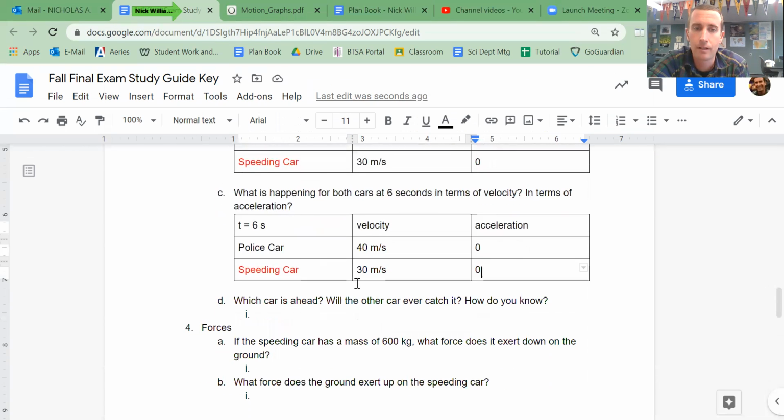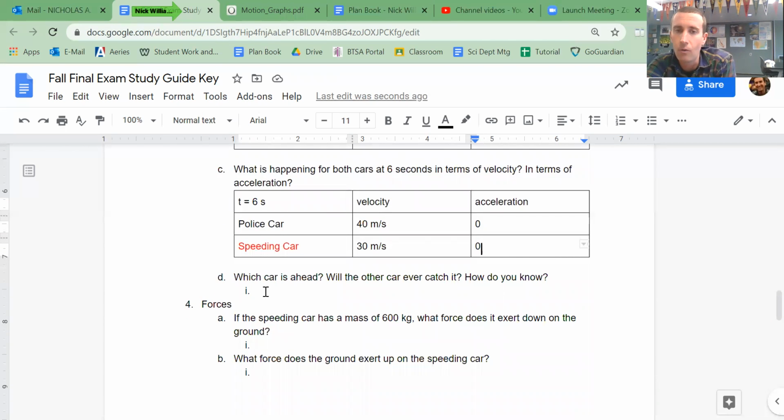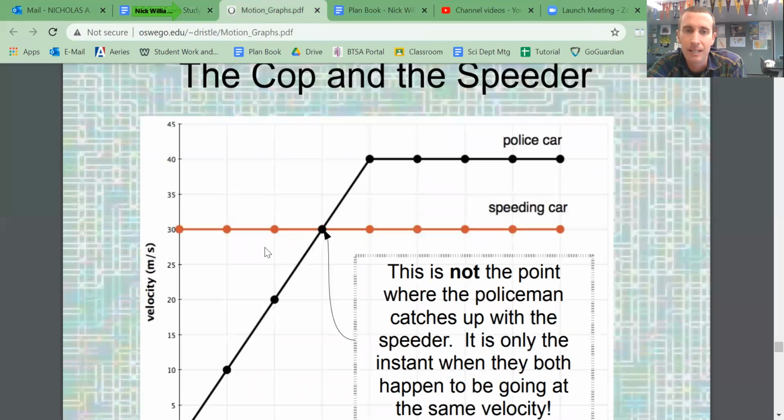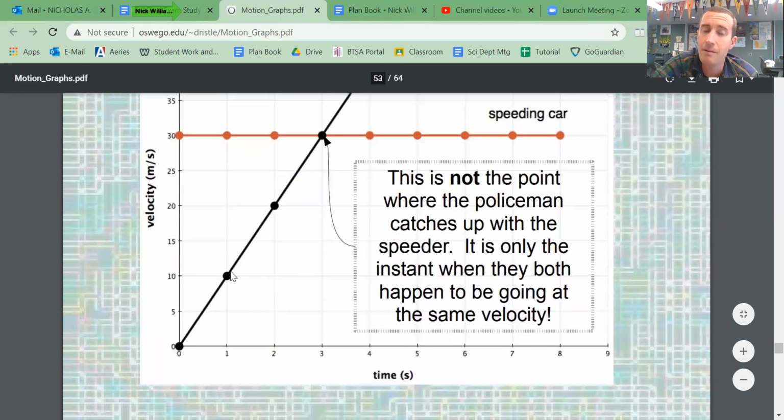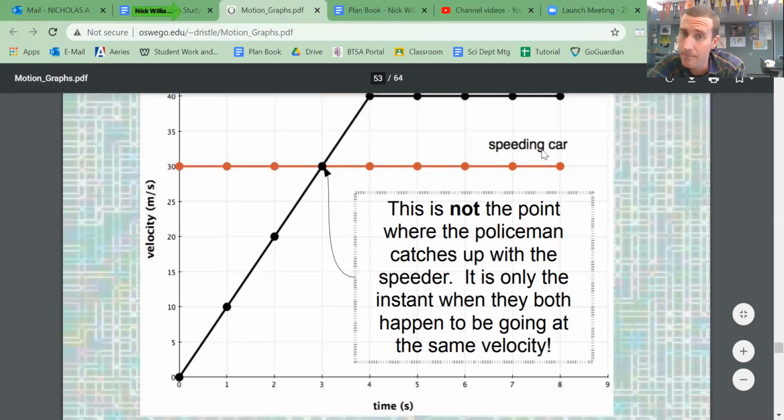All right. Ooh, which car is ahead? Will the other car ever catch it? Okay, so which car is ahead? This one's a little bit tricky, but since the speeding car was going faster at the beginning, it should start ahead, right? It should be ahead based off of it going fastest in that first second. In the first second, it's going 30 meters per second for 1 second, where the police car is going from 0 to 10 meters per second for that first second. The police car will only go 5 meters in the first second, but the speeding car will have gone 30 meters. So the speeding car starts ahead.